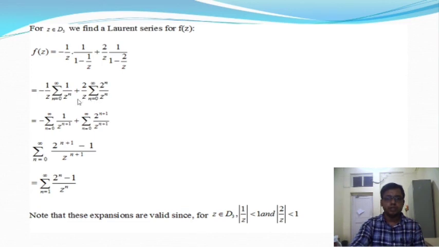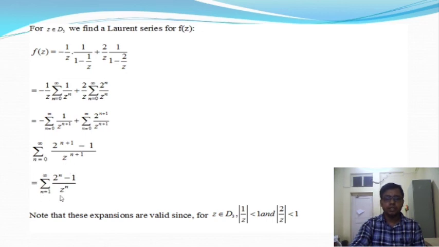After that, this expression will reduce to minus summation over n is equal to 0 to infinity 1 by z to the power n plus 1, plus summation over n is equal to 0 to infinity 2 to the power n plus 1 by z to the power n plus 1. And from this expression, it will give summation n is equal to 0 to infinity 2 to the power n plus 1 minus 1 by z to the power n plus 1. That is summation over n is equal to 1 to infinity. When we start with n is equal to 1, then this expression will be changed and it will be 2 to the power n minus 1 by z to the power n. And this is the required Laurent series expansion.